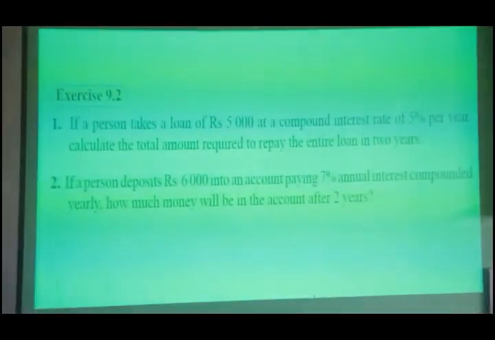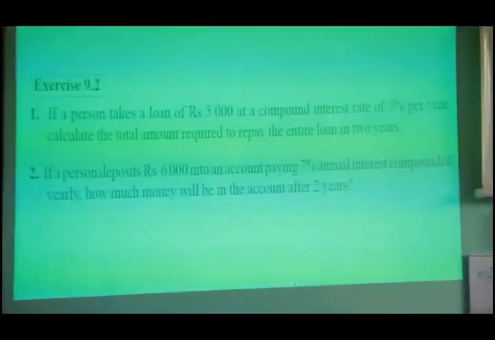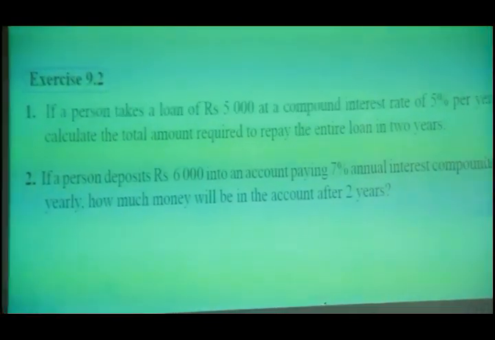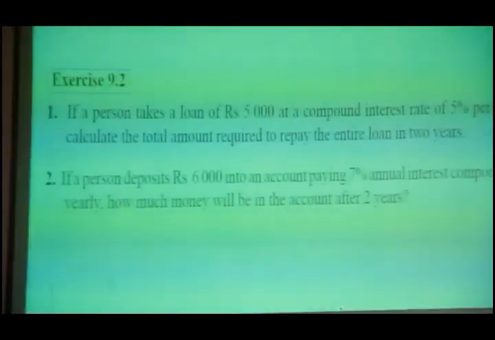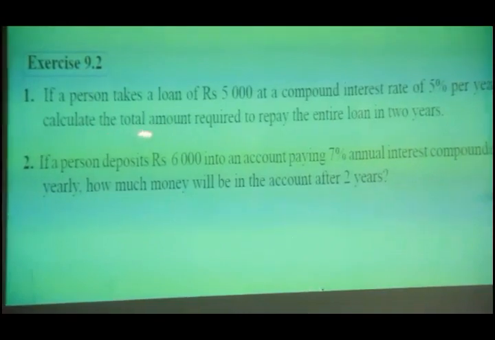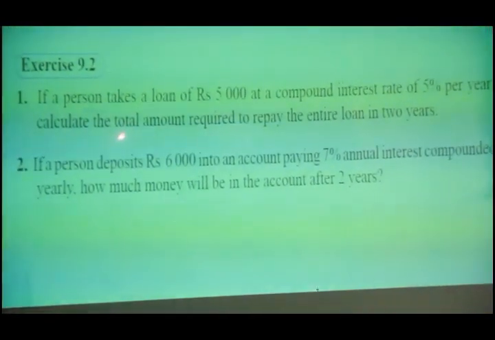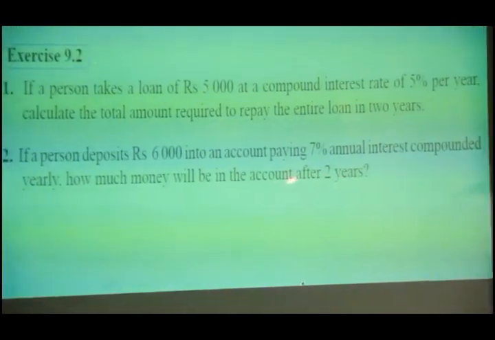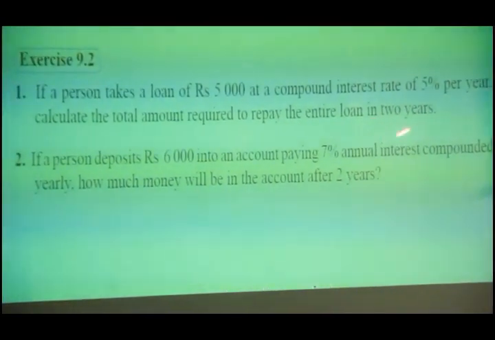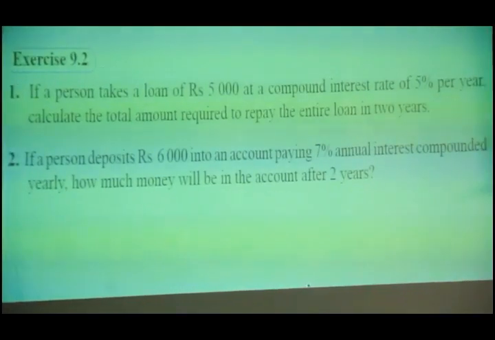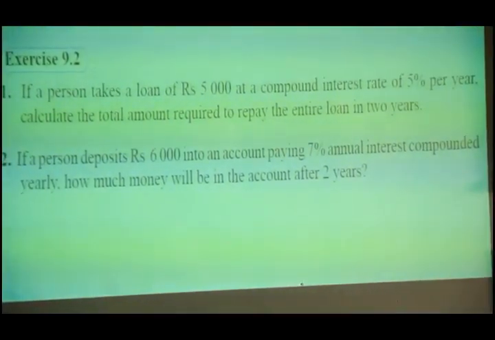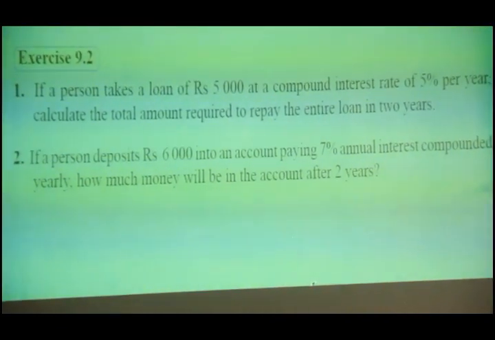We will move to the exercise in the textbook. Go through exercise 9.2. There are some questions. I just want you to note down the final target of the question. Means calculate what? Calculate the total amount. Here, how much money will be in the account after 2 years. This is again 2 years. So the question is to calculate the total amount after 2 years, right?